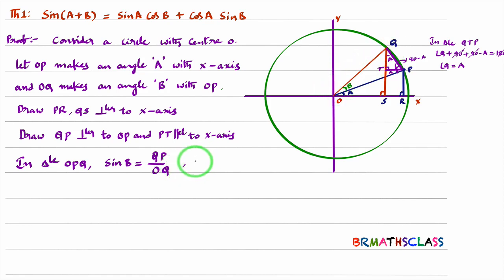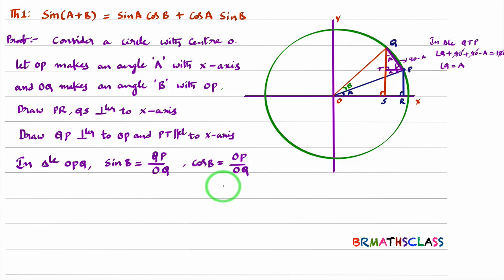From the same triangle, I'll write cos B also, which we use while solving the proof. You observe this triangle OPQ. What is cos B? Adjacent side by hypotenuse. What is the adjacent side in this triangle? The adjacent side is OP, divided by hypotenuse. What is the hypotenuse? The hypotenuse is OQ. These things I'll use while deriving the formula.